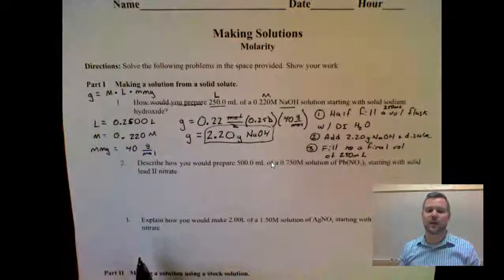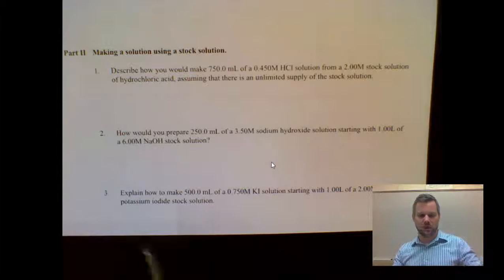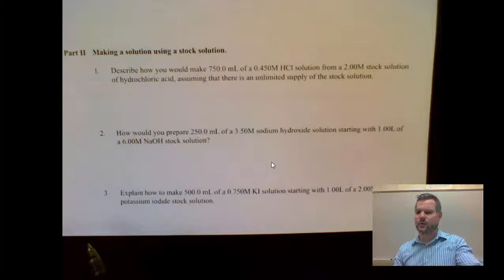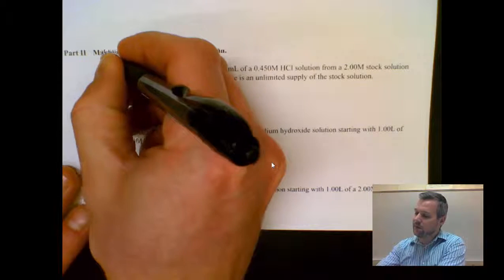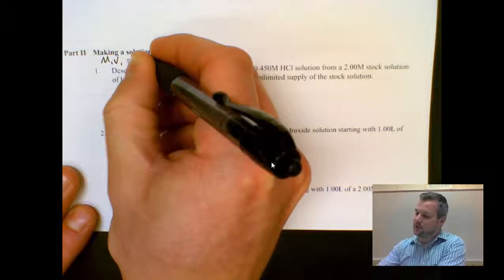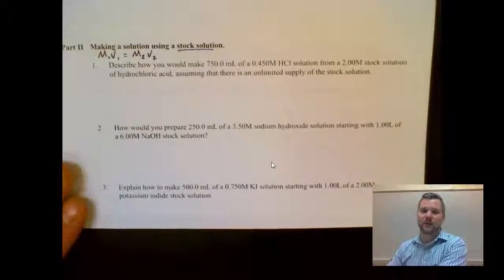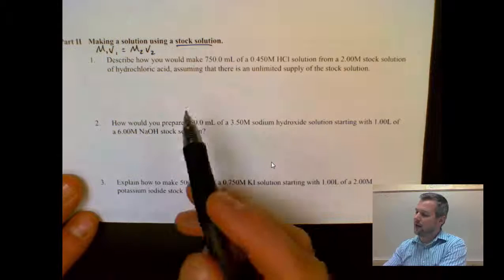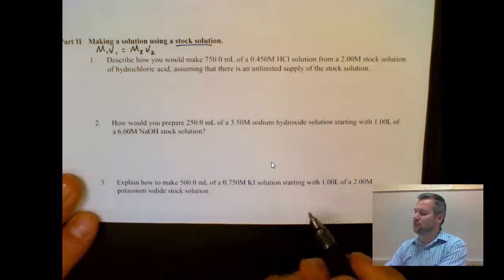Problems 2 and 3 on this sheet are very similar. For part 2, I'd like to do question number 2. When you do question number 2, and all these questions actually, you're going to be using the formula M1V1 equals M2V2 because these are talking about stock solution. So how would you prepare 250 mils of a 3.5 molar sodium hydroxide solution?